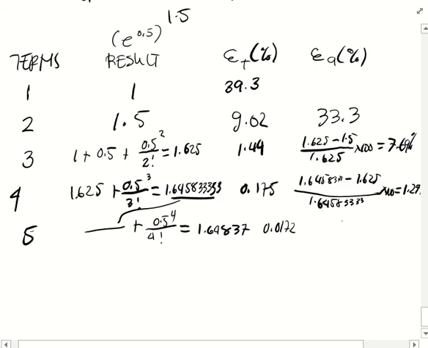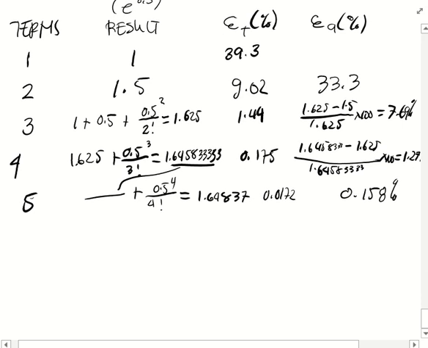And for the approximate error, you do this again. I don't need to write it. It will be equal to 1.64837 minus 1.6458333 divided by 1.64837, and the answer here will be 0.158%, and it's still greater than 0.05%. So we need another term. So the sixth term now, we need to include the sixth term.